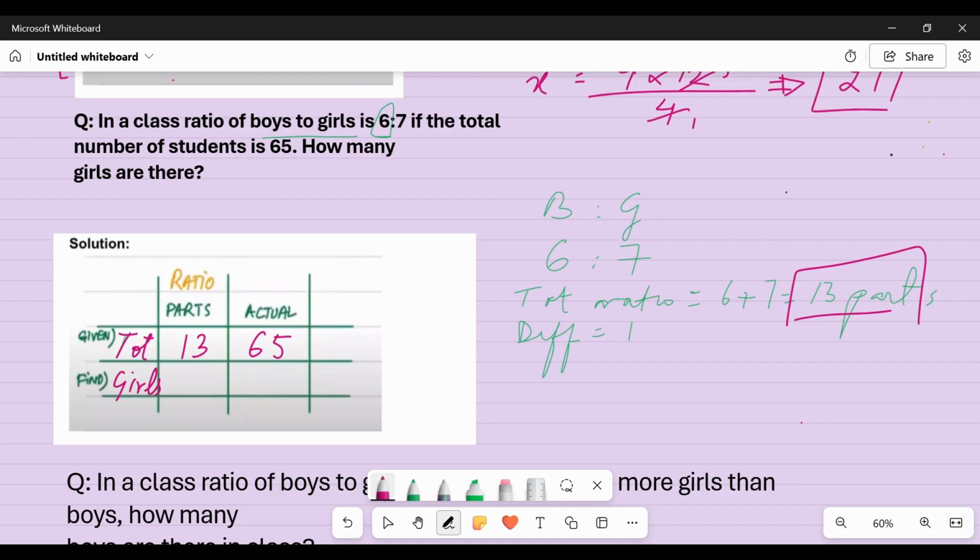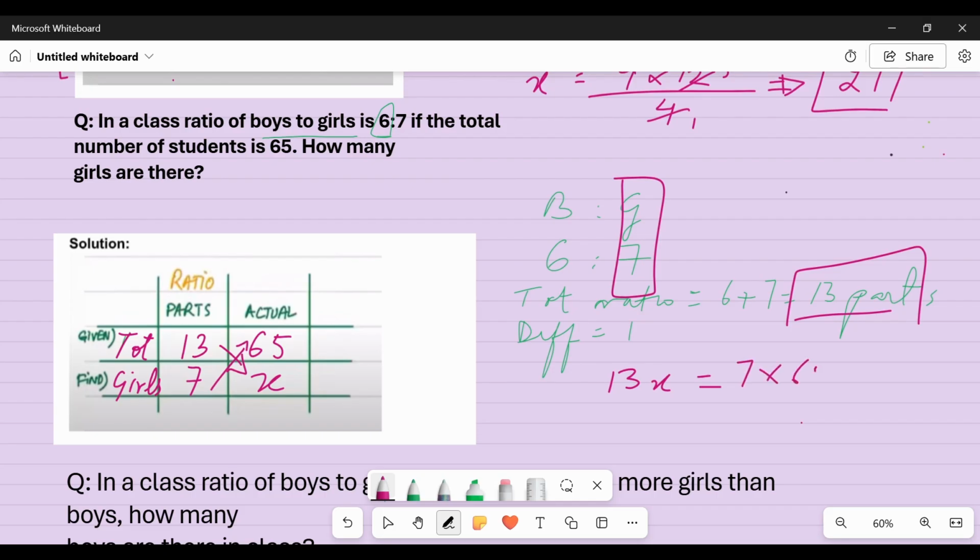Okay, so what is the ratio value for the girls? 7, right? The ratio value for the girls given to you in the question is 7. So I'm writing 7 here. And you need to find out the number of girls. So in this box, you just put X here. So easy, right? So now what we need to do? We need to do the cross multiply. So 13 with X gives you 13X equals 7 times 65.